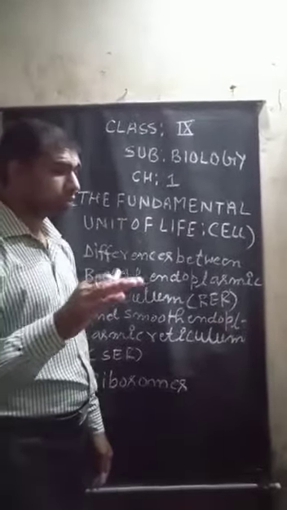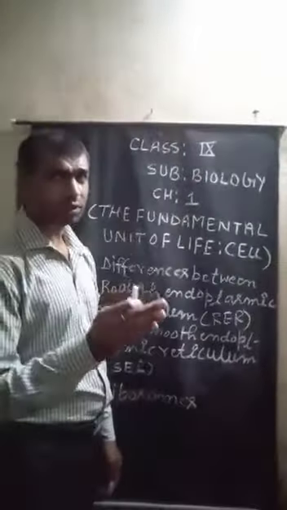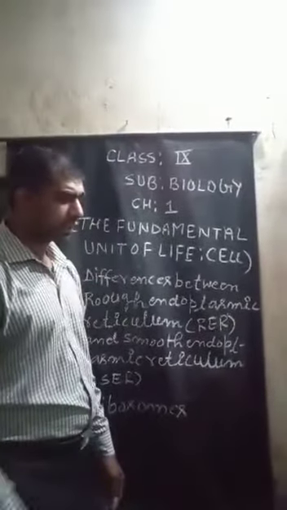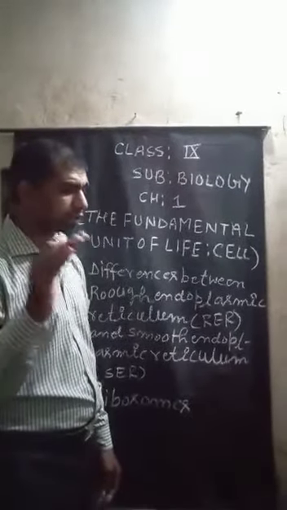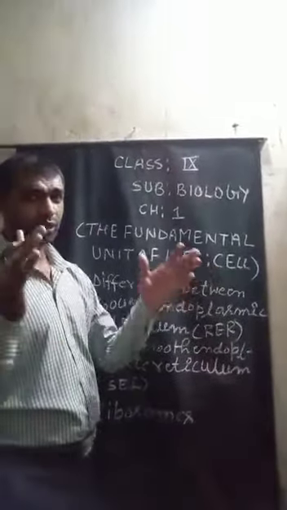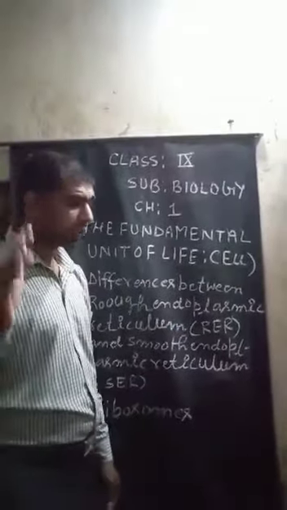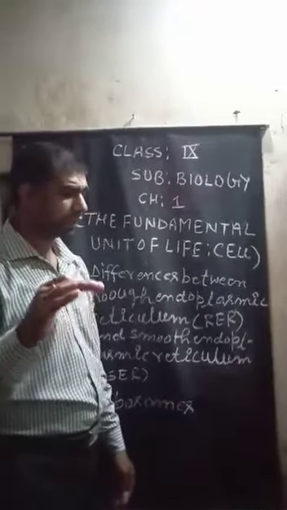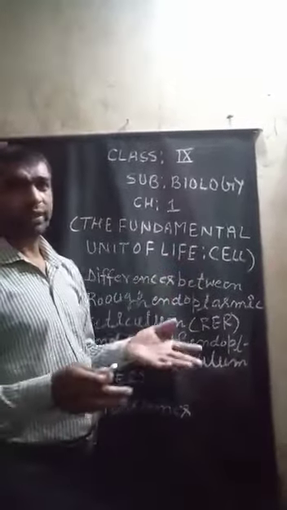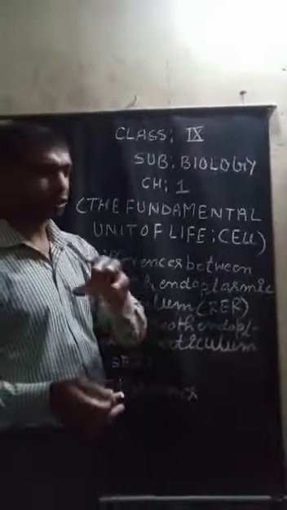Ribosomes are extremely small and round bodies. They are composed of ribonucleic acid, that means RNA, and proteins. Ribosomes are not bounded by any membrane. That means ribosomes are non-membranous cell organelles.